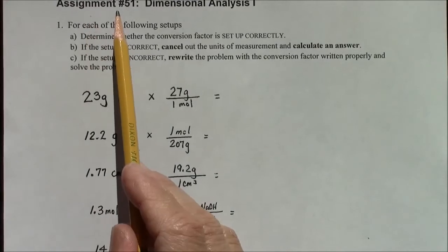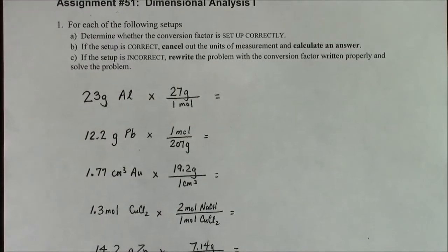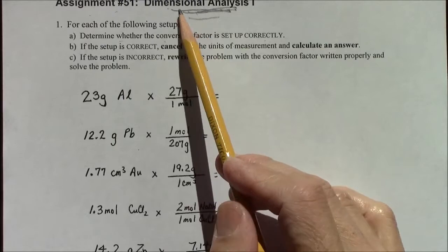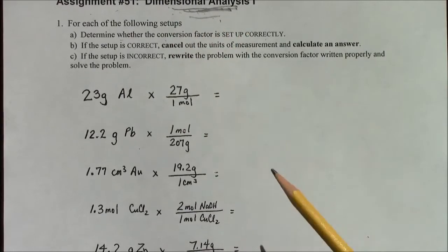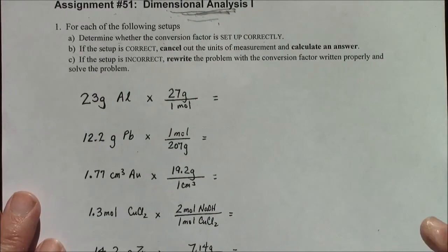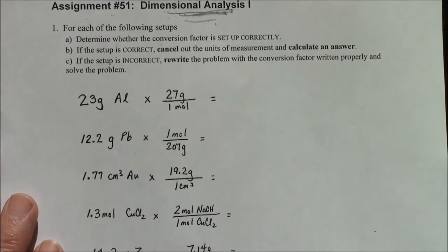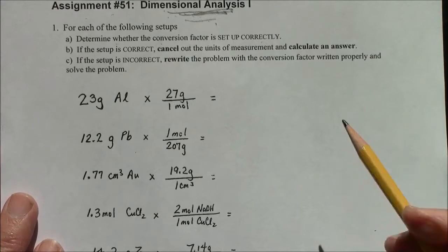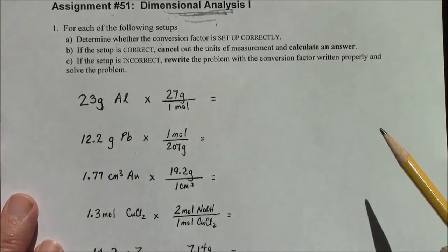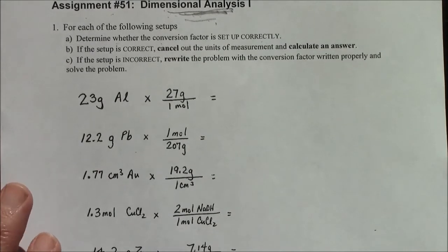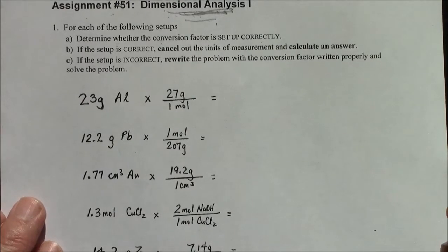Now I'm on assignment 51, which is a homework assignment. This problem set is trying to teach you how to use dimensional analysis effectively. All of these problems can be done with traditional proportions, but dimensional analysis is something that you should learn how to do. Your textbook speaks this language, and it may be something that is really easy for you, and it's a better method than traditional proportions.